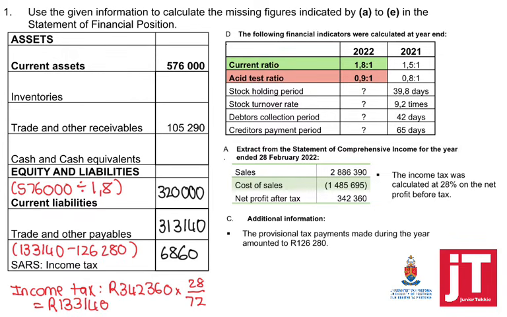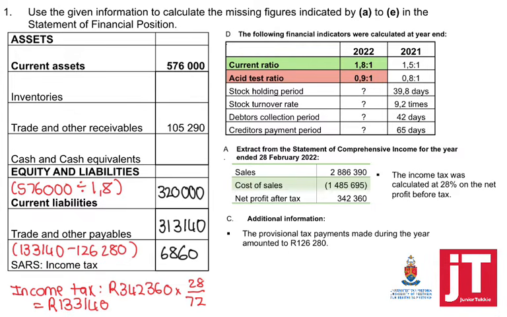Now we can calculate our SARS income tax by taking the income tax payable this year minus the provisional tax payment made. So it's clear, I owe SARS more money and therefore it forms part of my current liabilities. Once we've calculated the SARS income tax, we can now calculate the trade and other payables by taking current liabilities minus SARS income tax. We now have different options to solve the current assets.